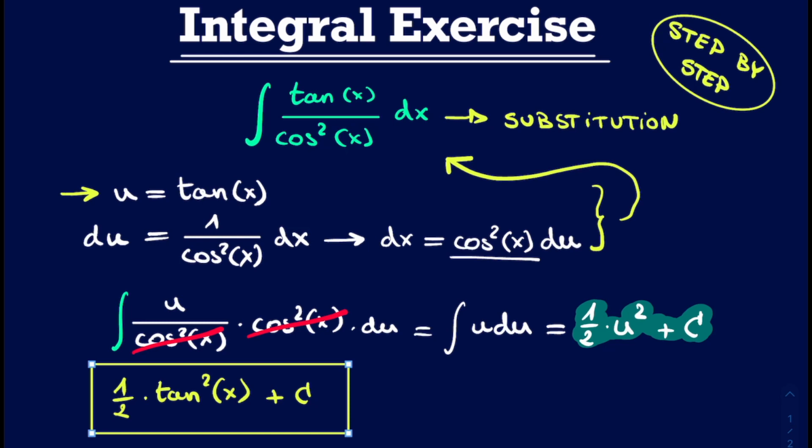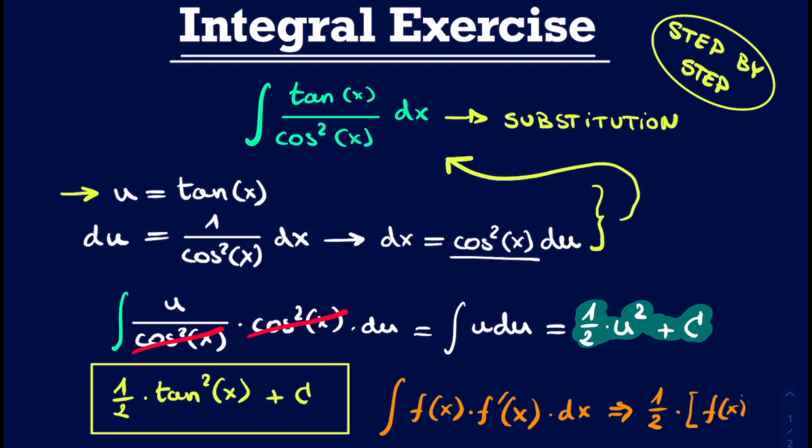Now, as I said before, there is a much easier and, well, quicker way to solve this integral by recognizing the form of our original integral. Namely, if you have an integral of a function f of x, it can be any function you like, and we multiply it with its derivative times dx, then the solution will always be in the following form. 1/2 multiplied by this function, whatever it is, but then squared. And in our case, this function was simply the tangent of x.